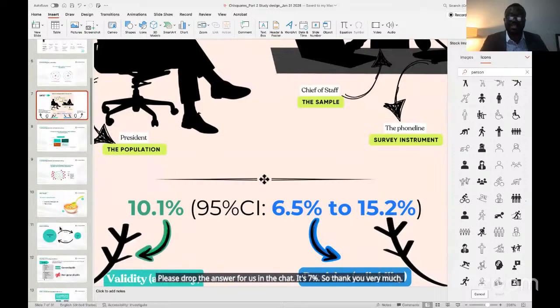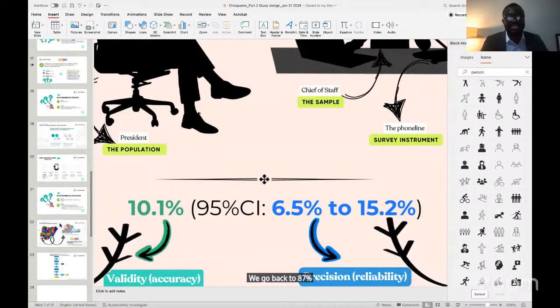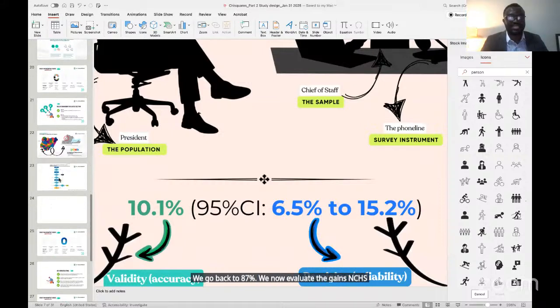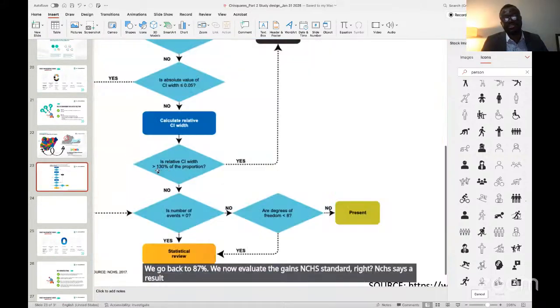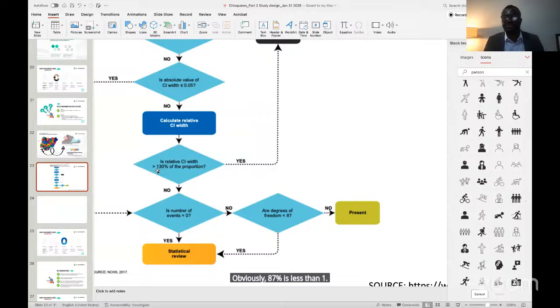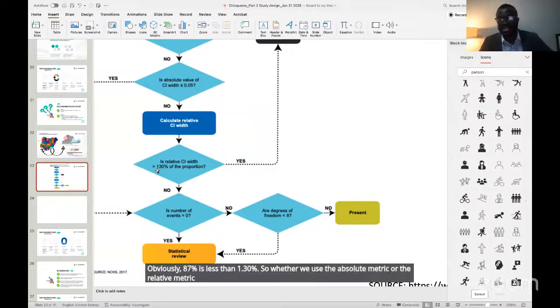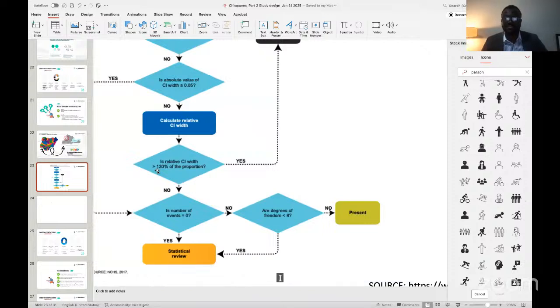Now, we go back to it's 87%. We now evaluate it against the NCHS standard, right? NCHS says a result should not be more than 130%. Obviously, 87% is less than 130%. So whether we use the absolute metric or the relative metric, based on NCHS standards, these confidence intervals are precise. I hope that answers that question.